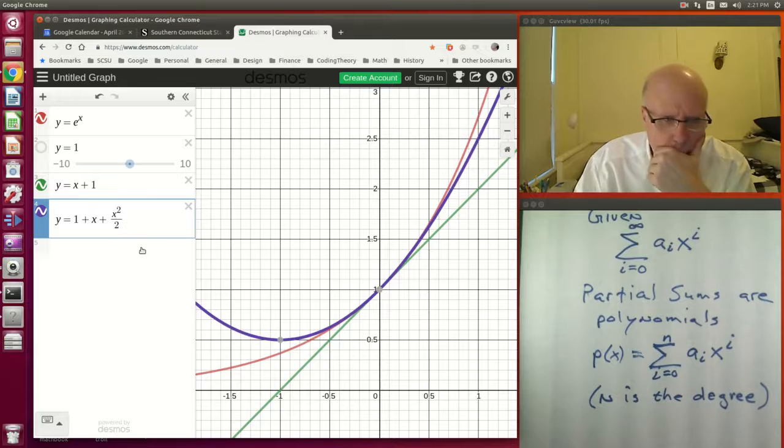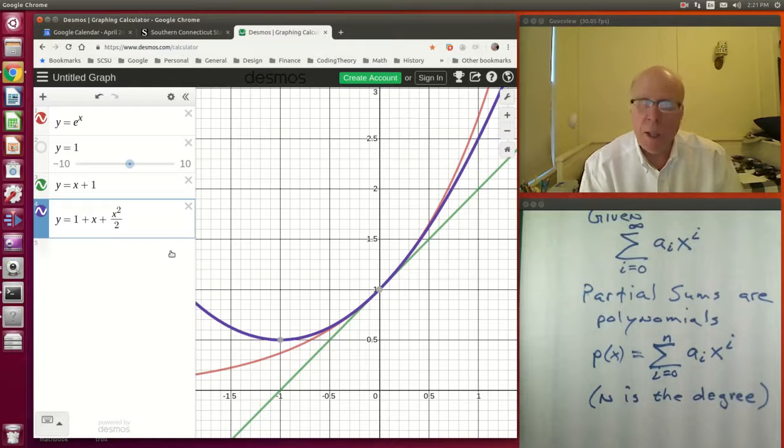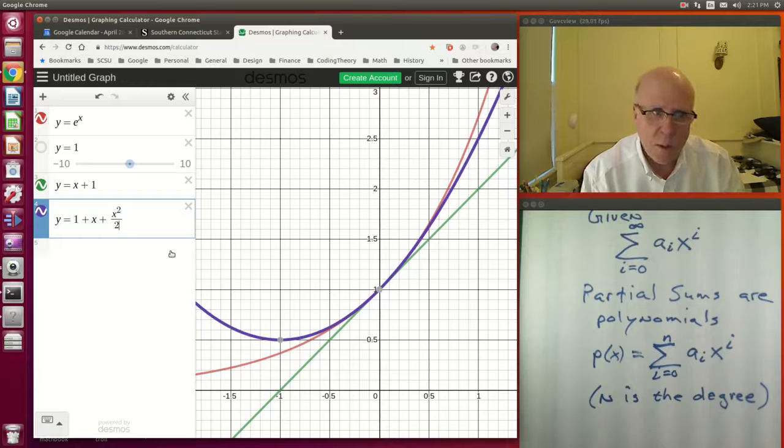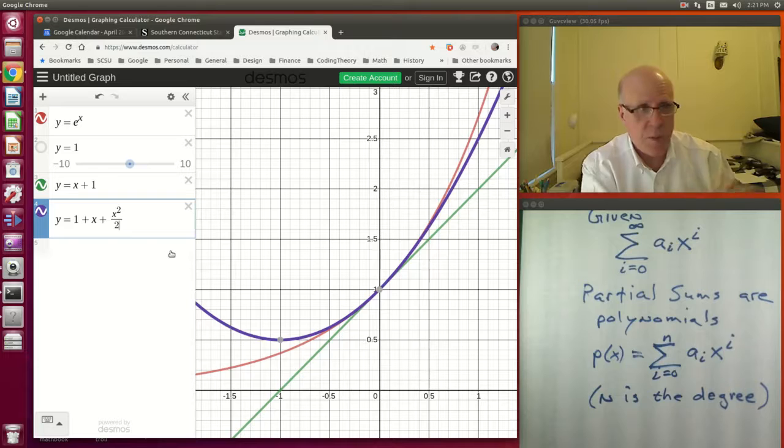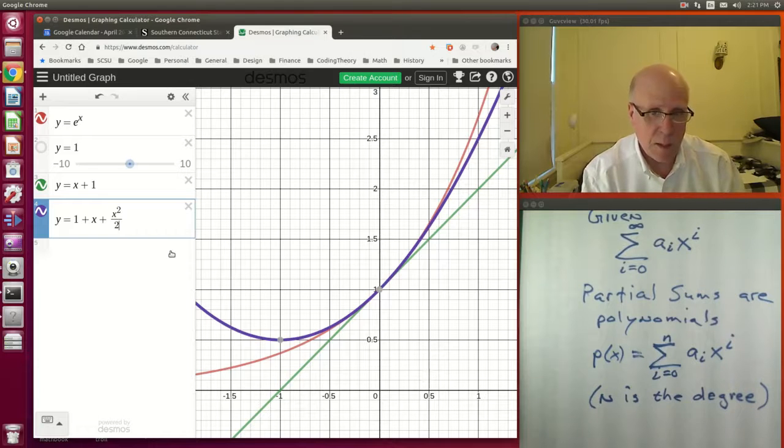Why do I want that? Well, what's the second derivative of e to the x? No problem. Any derivative of e to the x is always e to the x. And you plug in x equals 0, you're going to get 1. So all of the derivatives of e to the x are going to be 1. That's a useful thing to remember.